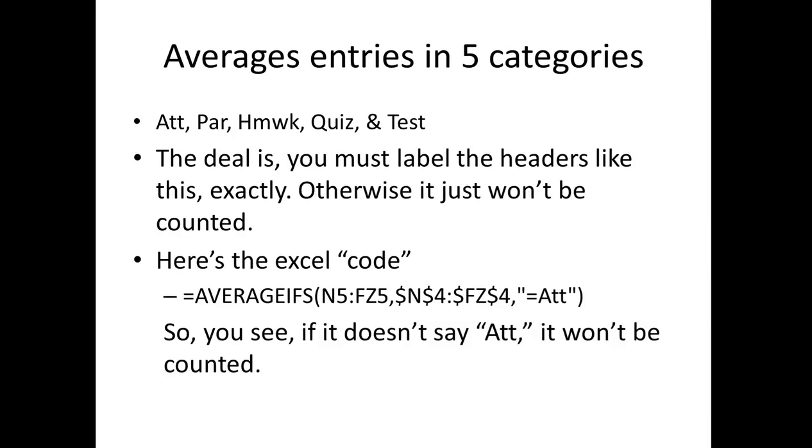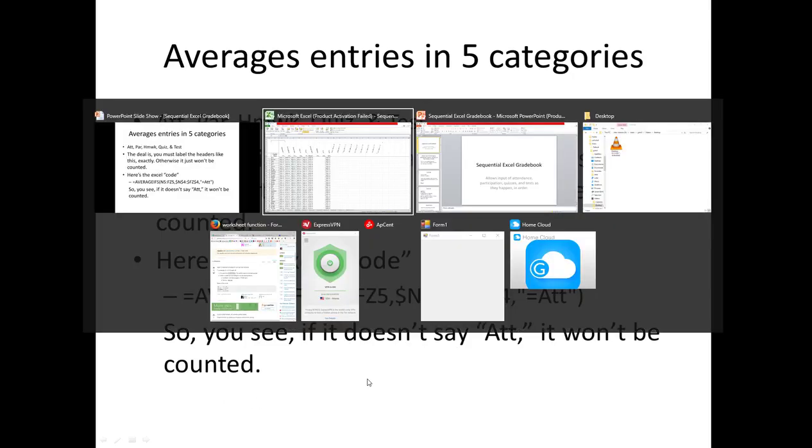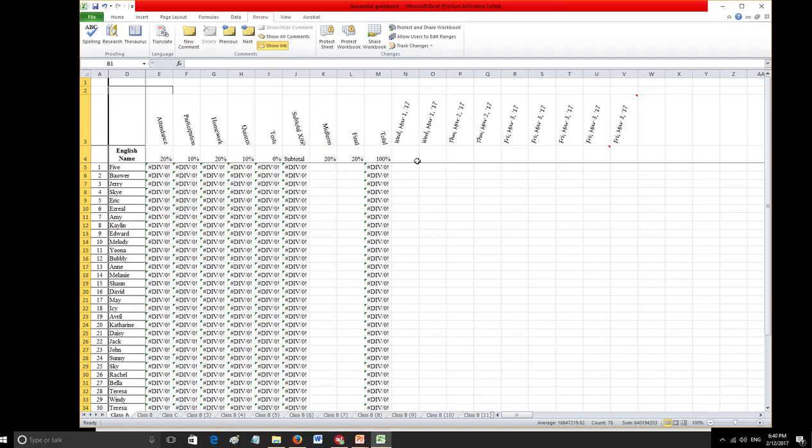It averages entries in 5 categories: attendance, participation, homework, quizzes, and tests. The deal is you must label the headers exactly like this, otherwise it just won't be counted. The code looks like this, and can you see my cursor? Yeah, so average, it has the range and is equal to ATT. So if it doesn't say ATT, it won't be counted. So let's go ahead and see this in action.